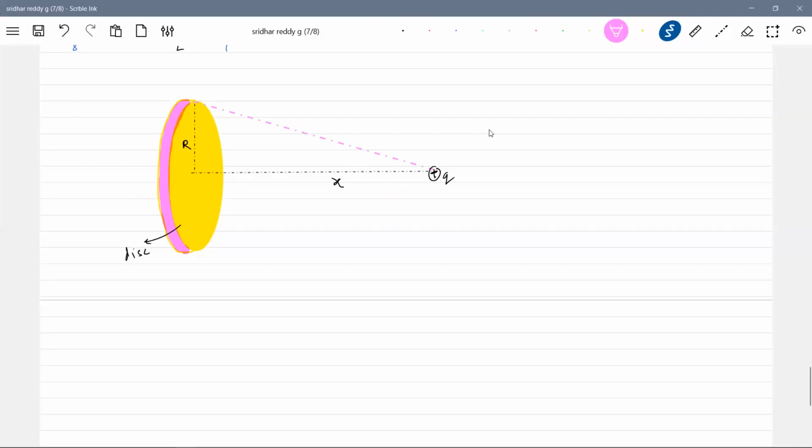There's a disk or circular plate, whatever you can call it, and there's a point charge that we have kept here. Now, according to Gauss's law, the flux linking any surface is given by the formula Q Omega by 4 pi epsilon naught, where Omega is called the solid angle subtended by the surface.